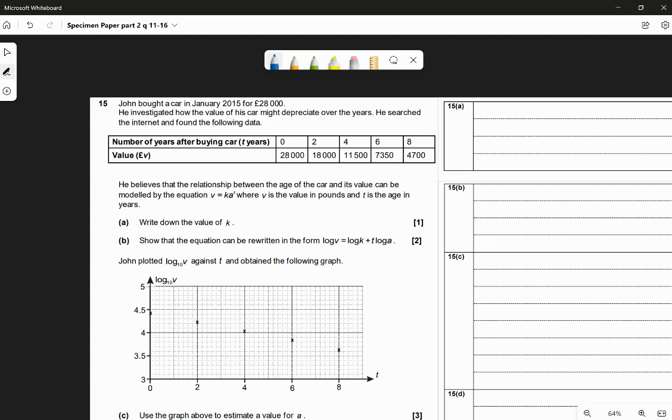John believes that the relationship between the age of the car and its value can be modelled by the equation V equals K multiplied by A to the power of T, where V is the value in pounds and T is the age in years. So some exponential model. Now, since it's decreasing between the years, then the exponential model is going to be an exponential decay model.